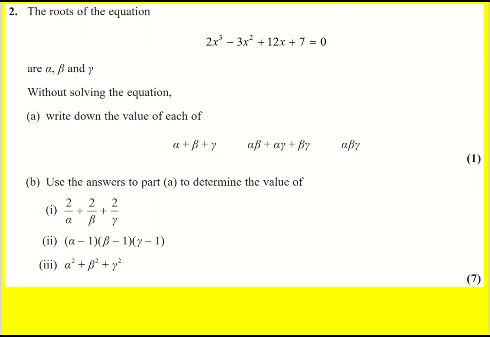We've got a roots of polynomial question here. So a cubic is equal to 0 with roots alpha, beta, gamma. Without solving the equation, we're asked to write down the sum of the roots, the sum of the product of the pairs, and the product of the triples.